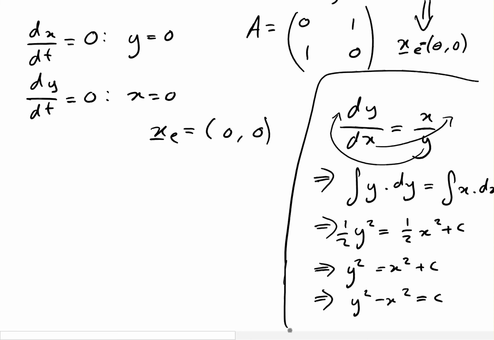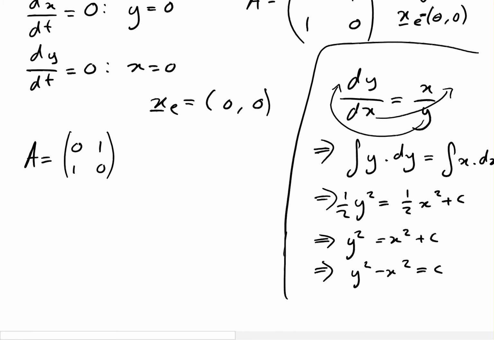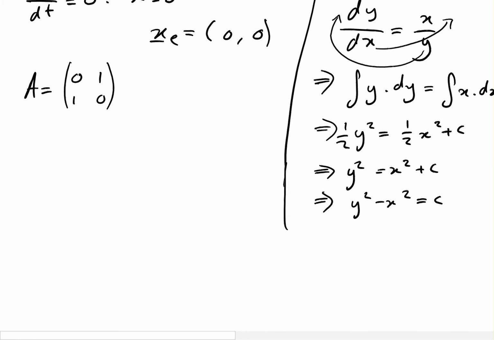But I'm going to do it the long way, because that's the way I feel most comfortable with. The long way is basically looking at the eigenvalues of this matrix. So I've got A equal to 0, 1, 1, 0, and I want to find the eigenvalues of this matrix. Actually, I'm going to take this and write it down here because it's getting a little bit messy.